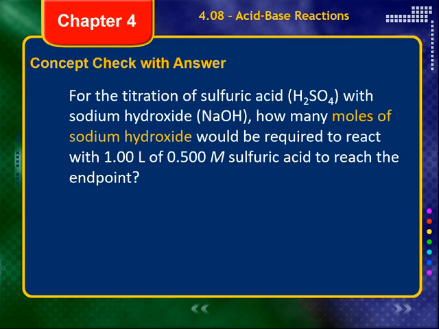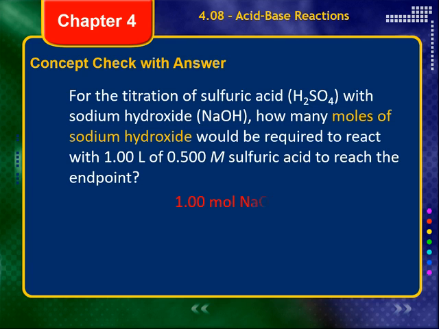So here is a concept check with an answer. I'll give you the answer to this. So go ahead and try it on your own so you can double check your work. For the titration of sulfuric acid, which is H2SO4, with sodium hydroxide, NaOH, how many moles of sodium hydroxide would be required to react with 1.00 liters of 0.500 molar sulfuric acid to reach the end point, the equivalence point? Go and press pause because here comes the response.